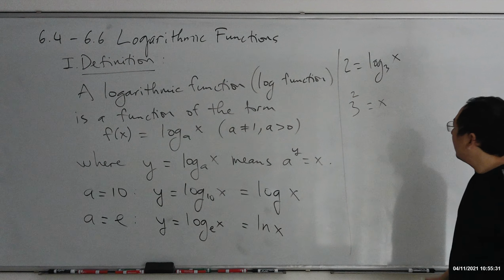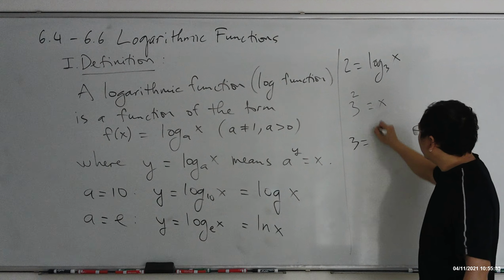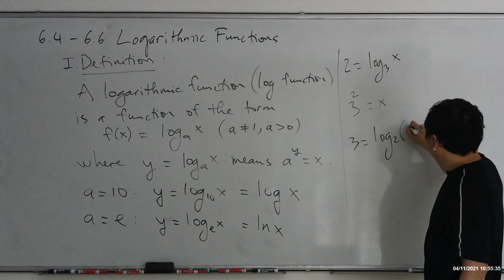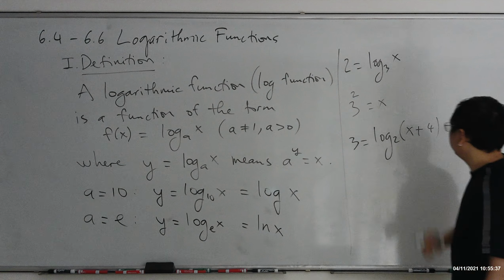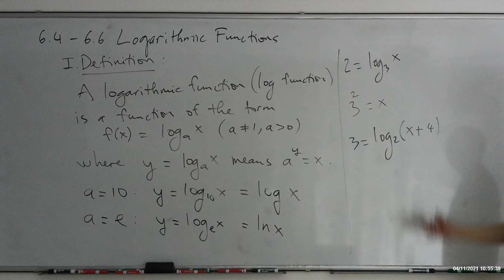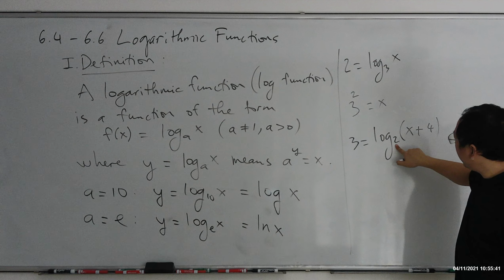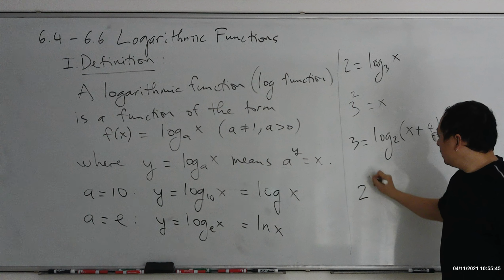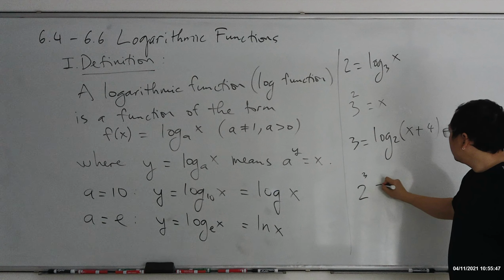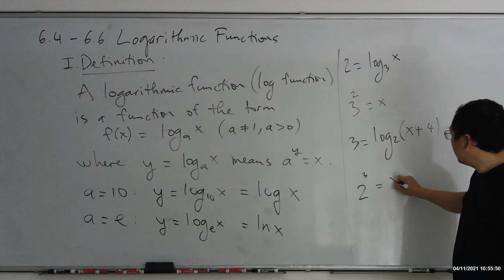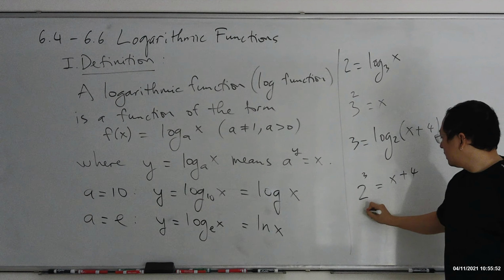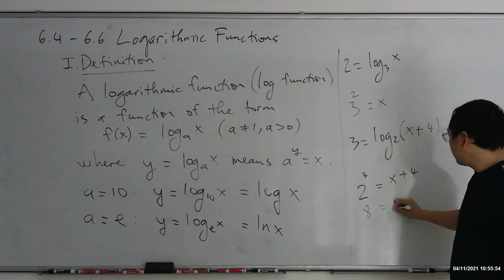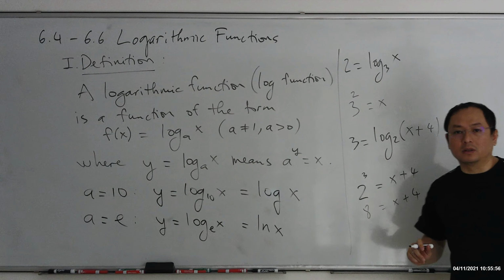Okay? How about another one? 3 is equal to log base 2 of x plus 4. What do we mean by this? Again, the base right here is 2, the exponent is 3. So I got 2 raised to the third power is equal to whatever is inside the log, which is x plus 4. This is 2 to the third is 8, equal to x plus 4, and x equals 4. Okay?